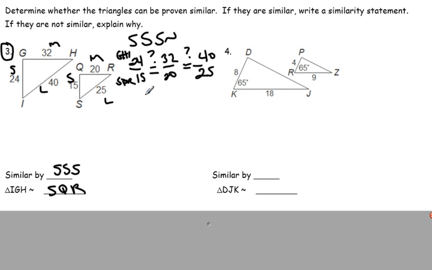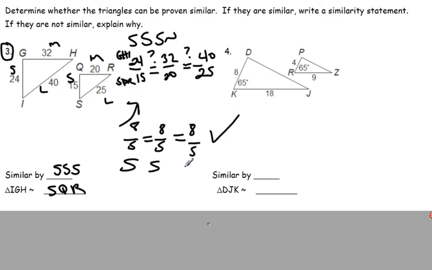When I reduce my ratios for 24 over 15, I get 8/5. 32 over 20, I get 8/5. And 40 over 25, I also get 8/5. So all the sides are proportionate. So that means that they are similar triangles by side, side, side.